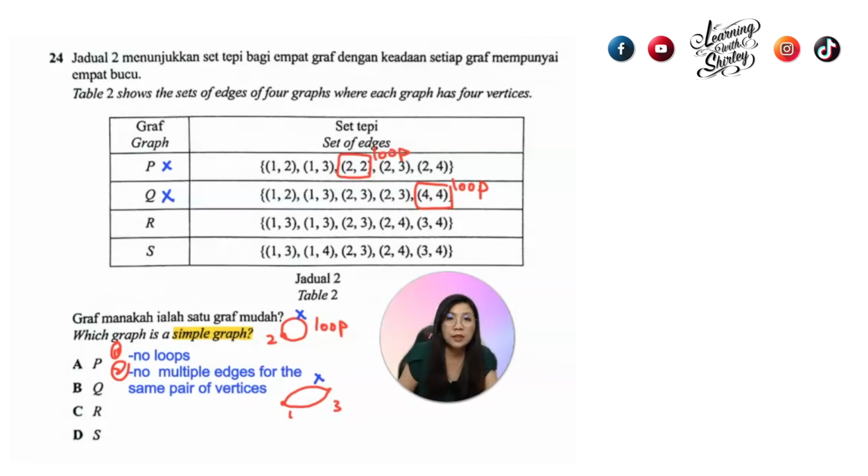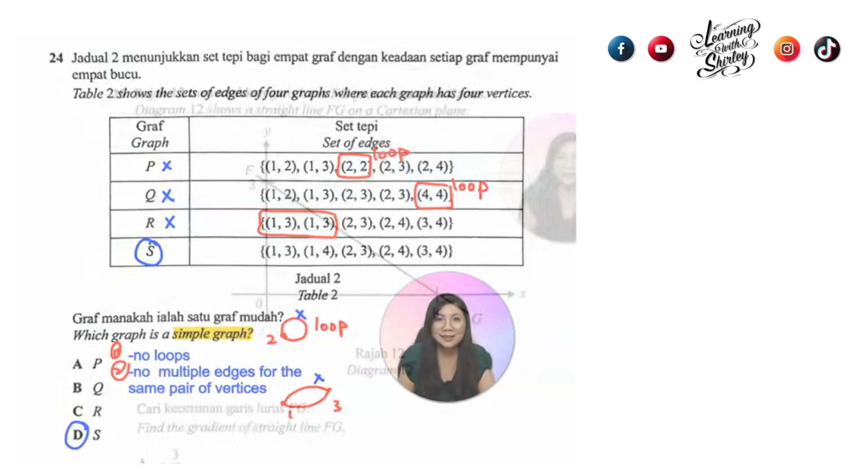So let's look at R. For R, 1, 3 and 1, 3. So this is not a simple graph. Therefore the answer is S. Let's double check: 1, 3, 1, 4, 2, 3, 2, 4, and 3, 4. So there's no loops and no multiple edges for the same pair of vertices. So the answer is D.